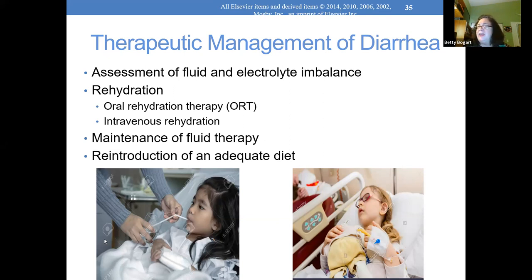So an electrolyte solution, Pedialyte, Gatorade, Powerade, one of those things. If they're having diarrhea, you feed the child. You have the child drink. They're not vomiting, they still have their mouth. You do not have to give just liquids, because then their stool is going to be all liquid. So we will introduce the diet: low fat, not spicy.